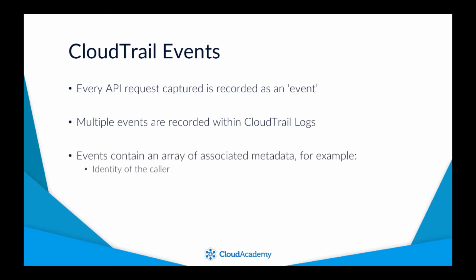CloudTrail also records and associates other identifying metadata with all the events. For example, the identity of the caller, the timestamp of when the request was initiated, and the source IP address. In a later lecture entitled Insight into CloudTrail Logs, I will look at these log files deeper, where I will provide an example of a log file showing the different attributes recorded.